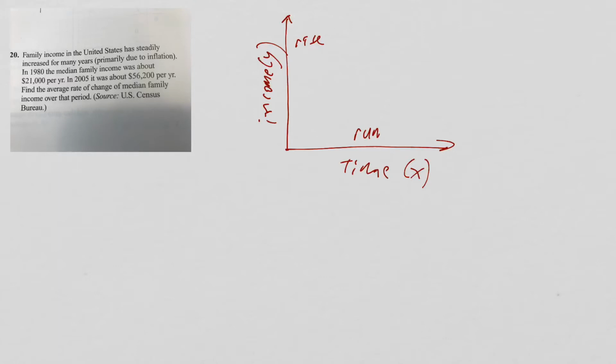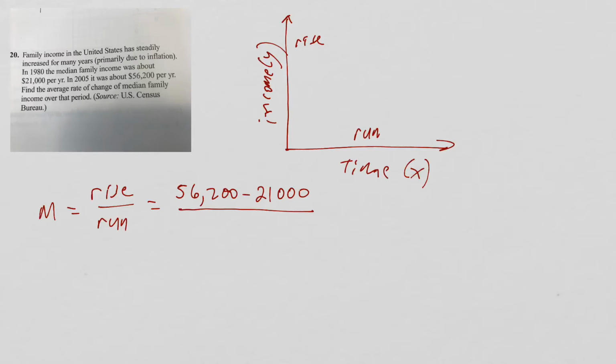All right, so when you think of the slope, this is the rise over the run, and the change in the y values is going to be 56,200 minus $21,000. That's the change in the y values. And the change in the x values is from 2005 to 1980.